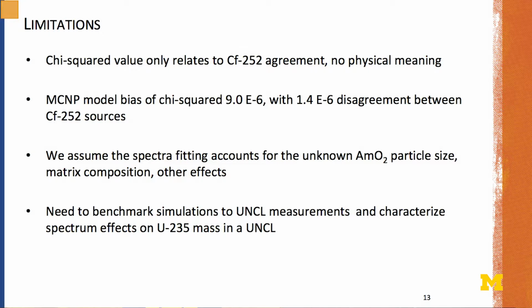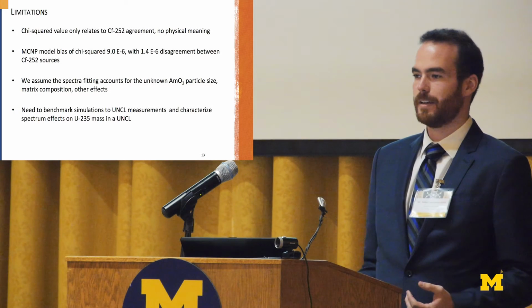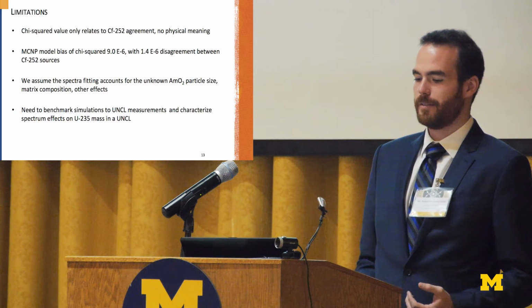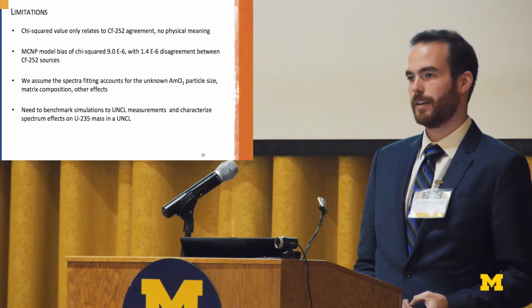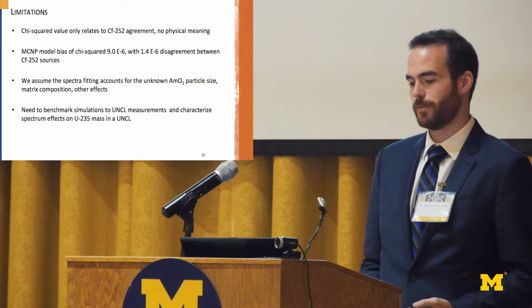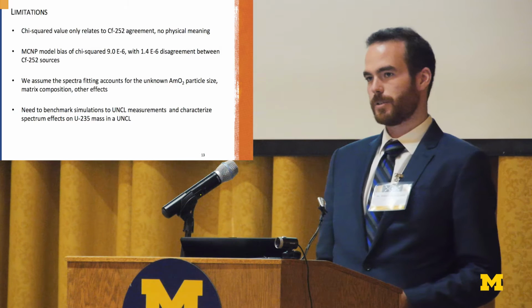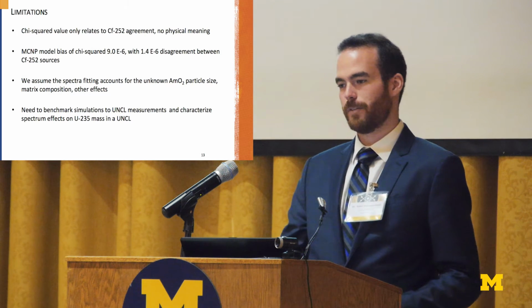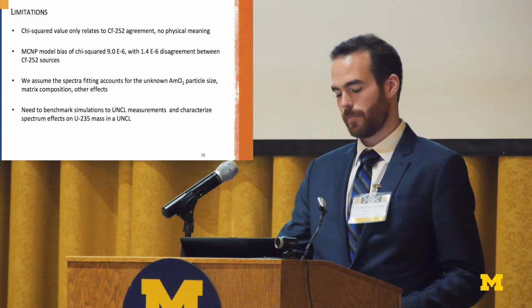So as far as the limitations, the chi-squared value only relates to the californium agreement. It's not linear. It's not really directly logarithmic. It doesn't have any physical meaning other than how much the californium sources agree with each other. The MCNP model, again, has a bias that we talked about. The agreement was 9 e to the negative 6, whereas the measurement agreement was 1.4 e to the negative 6. And so that's important, that any spectra that we generate are going to have this bias built into them.